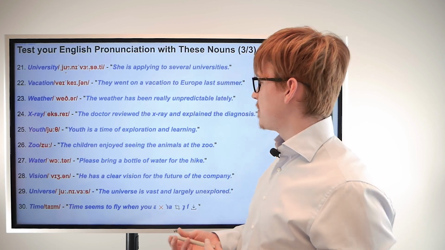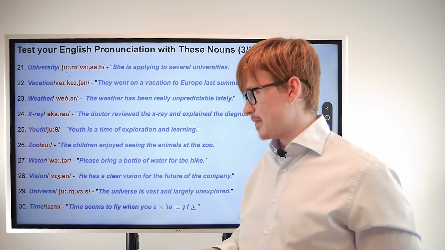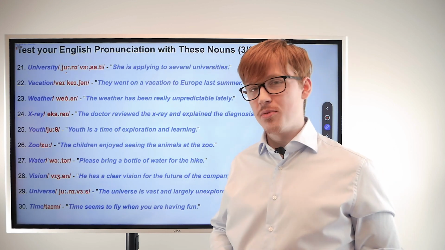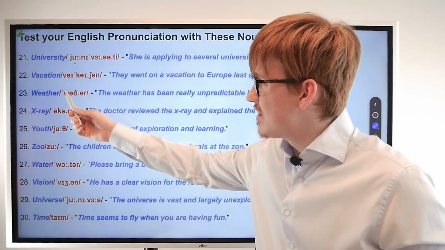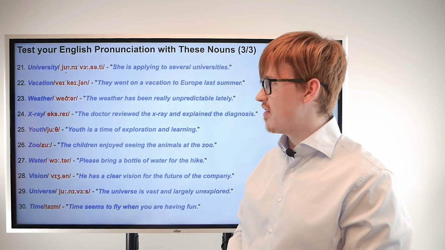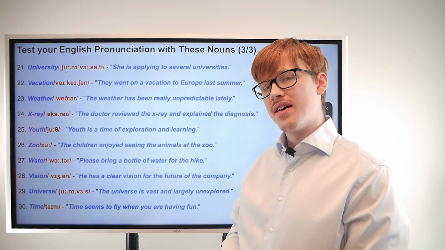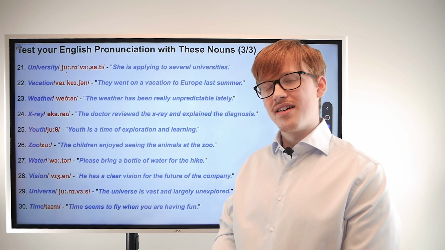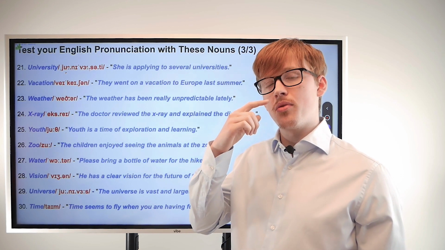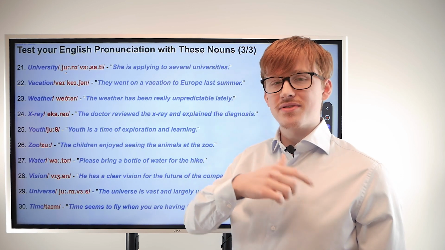Number 23, we have weather. So the weather has been really unpredictable lately. So weather, we have our stressed syllable, which is our first one. And also keep an eye on this little symbol here, which is our th, weather, the. Practice that, the. Your tongue is vibrating on the bottom of your teeth, th, and then bouncing off. Weather.